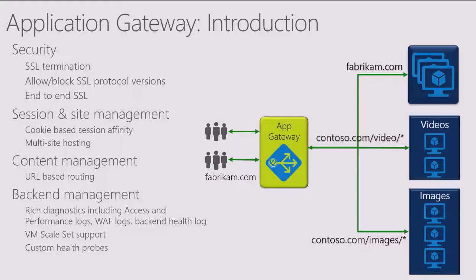You can protect up to 20 websites behind a single application gateway. You can have different backend pools and serve 20 websites at the same time. If you have enabled WAF, you can protect up to 20 websites at the same time. You can also do content-based routing.